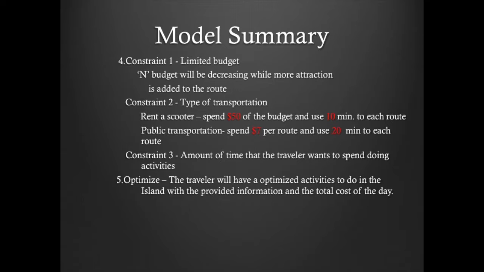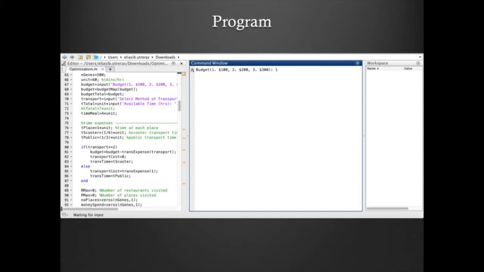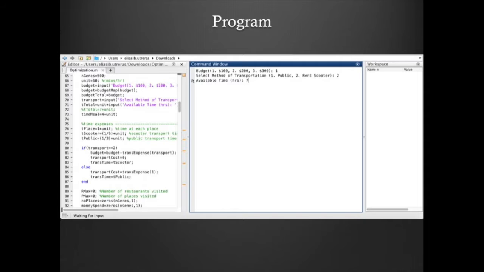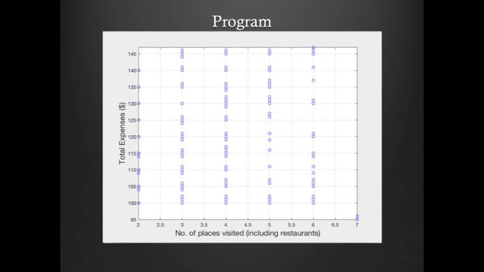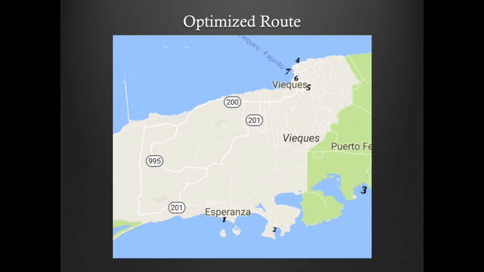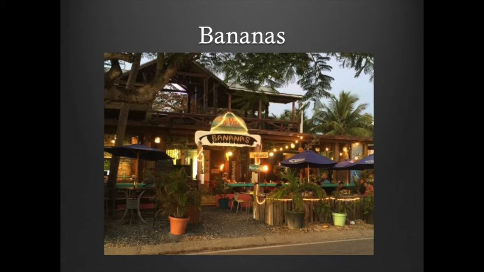So I present here the program. This is the plot, the total expenses versus number of places visited. This is the final route with the pictures of the places, and this is the route on the map.